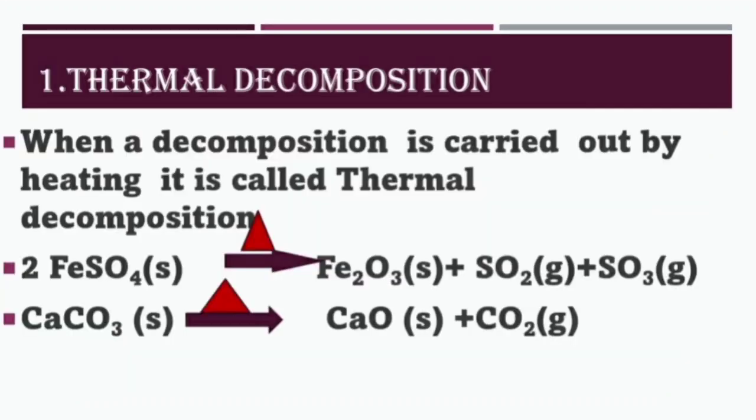So let's see in detail. Thermal decomposition. When a decomposition is carried out by heating, it is called thermal decomposition. Here ferrous sulfate crystals, when they are heated, it decomposes to form ferric oxide, sulfur dioxide and sulfur trioxide. Here heat is absorbed in the reaction, so it is known as endothermic reaction. Next example, calcium carbonate is also known as limestone. When it is heated, it becomes quicklime, that is calcium oxide plus carbon dioxide.